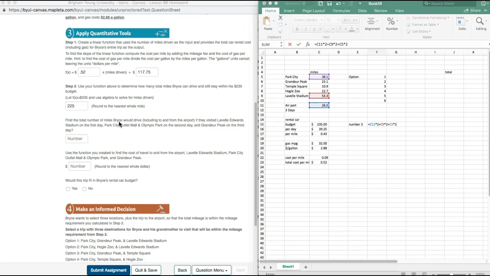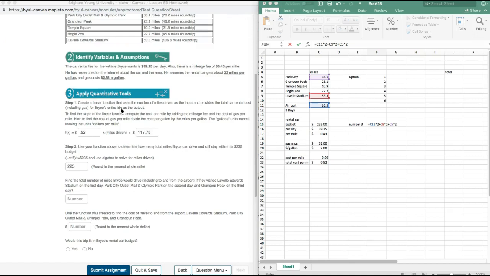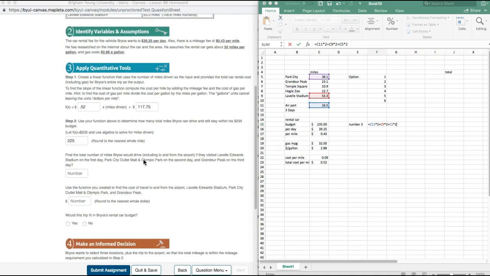Oh, I'm so silly. I just realized I abbreviated. Park City Outlet Mall and Olympic Park is one trip. It's not two different destinations. I apologize. That was my mistake in reading that. Okay, so we went to the park. I just didn't type the whole thing out. Park City and Olympic Park is the same thing. And going back to Grandma's house times 2. I'm sorry if that caused any confusion.